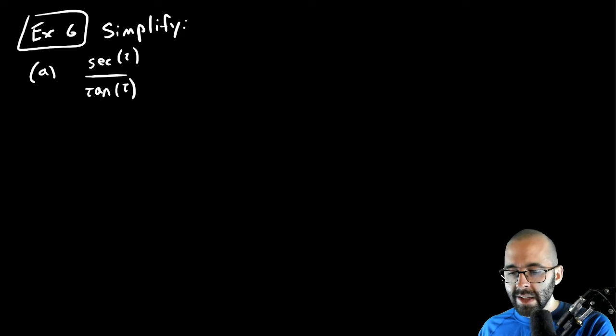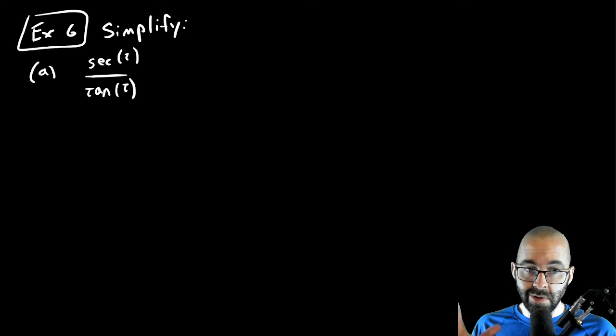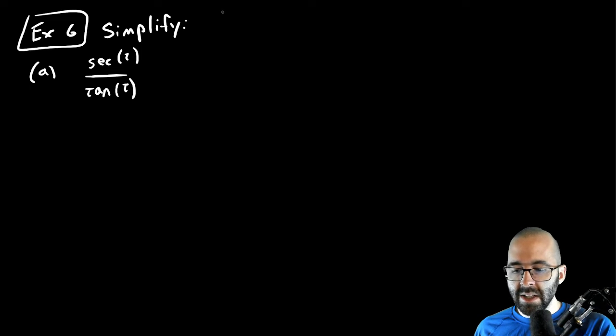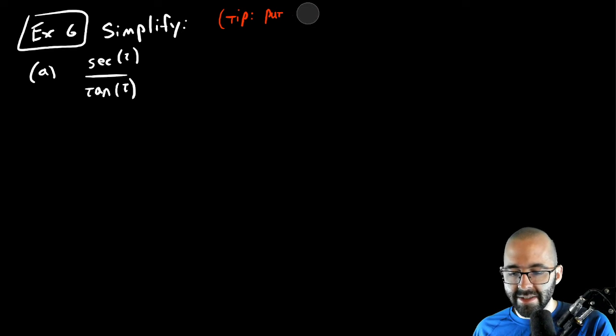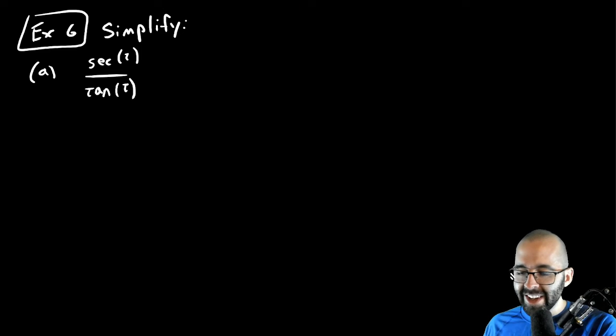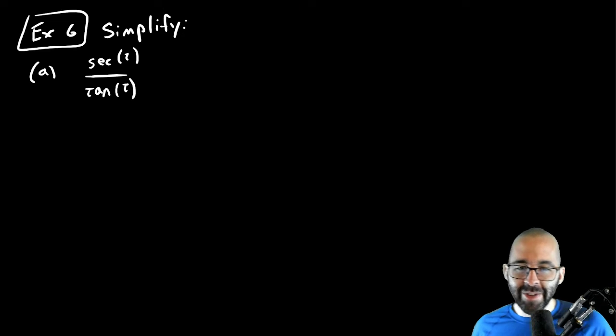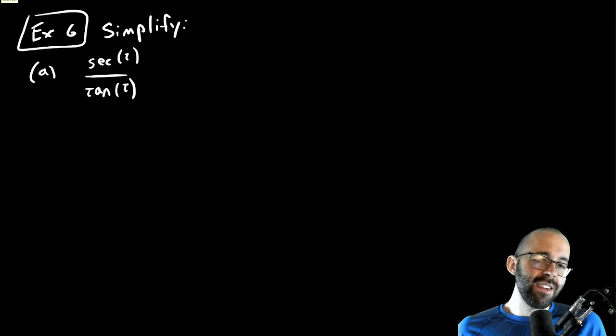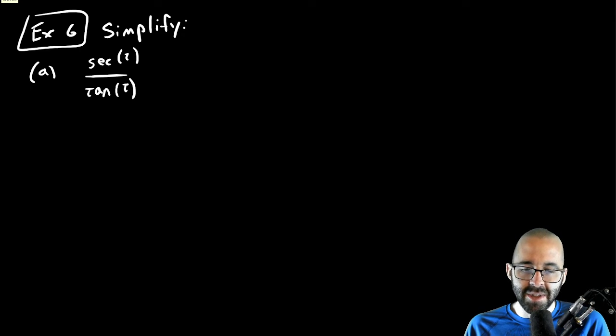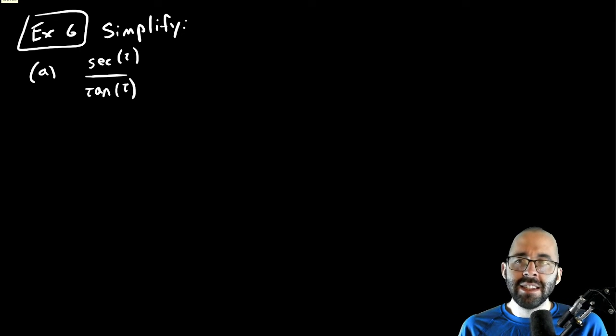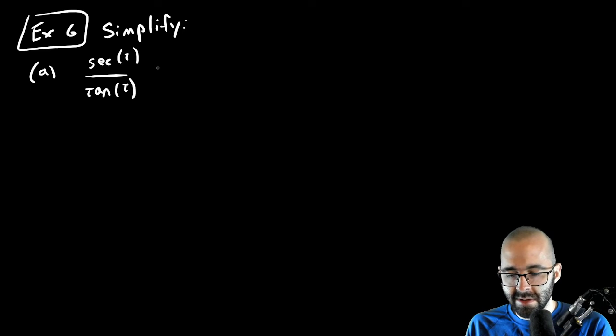So usually when we're doing this, and again, we're going to spend a lot more time on this in a future chapter, a lot of times it can be a good idea to put things in terms of sines and cosines. But at the very least, we want to get rid of reciprocal functions. So what is secant? Secant's 1 over cosine.